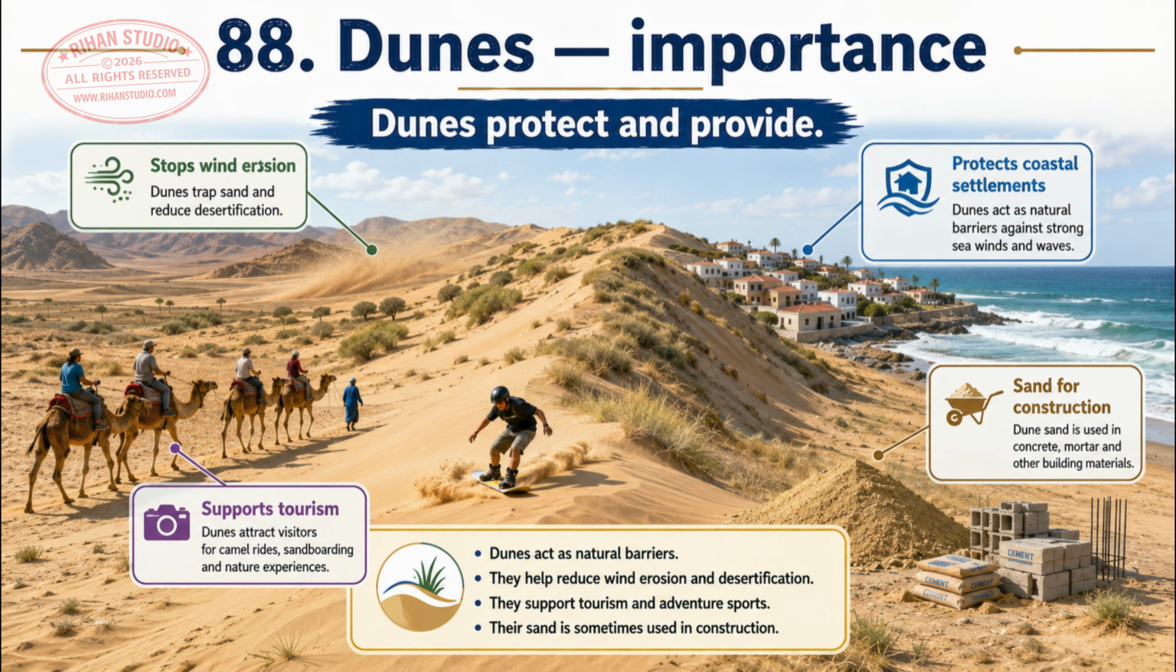They act as natural barriers that slow desertification and protect land from wind erosion. They offer sites for tourism and adventure sports. Along coasts, they shield settlements from strong sea winds and waves. And the sand from dunes is sometimes used in construction.